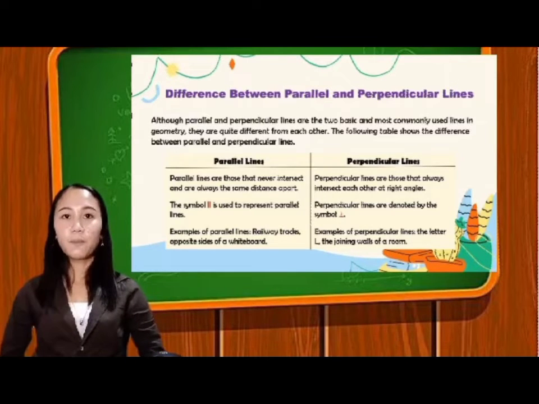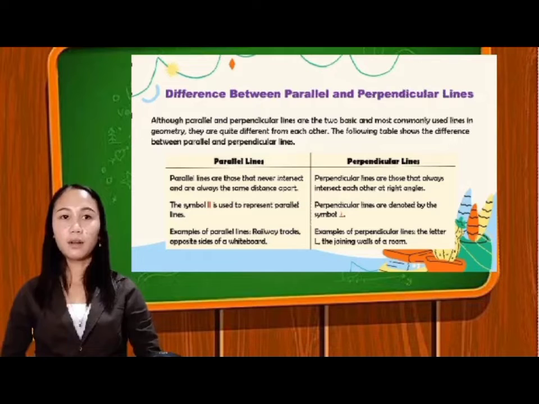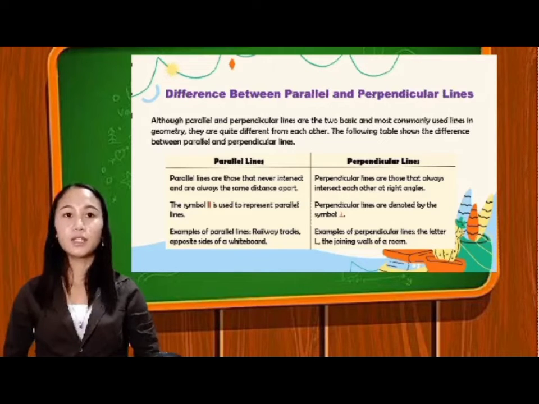Examples of parallel lines are the railway tracks and the opposite sides of a whiteboard. Whereas examples of perpendicular lines are the letter L, because as you can see, the letter L has lines that intersect at a right angle. Another is the joining walls of your classroom or your house.